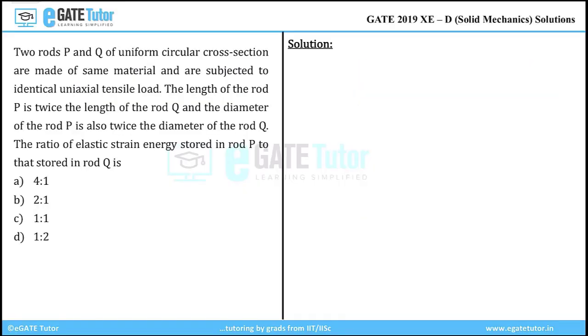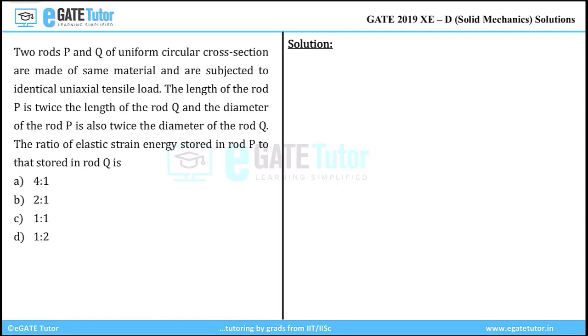This question is from GATE 2019 XE Solid Mechanics for 1 mark. Two rods P and Q of uniform circular cross section are made of same material and are subjected to identical uniaxial tensile load. The length of the rod P is twice the length of the rod Q and the diameter of rod P is also twice the diameter of rod Q. The ratio of elastic strain energy stored in rod P to that stored in rod Q is.